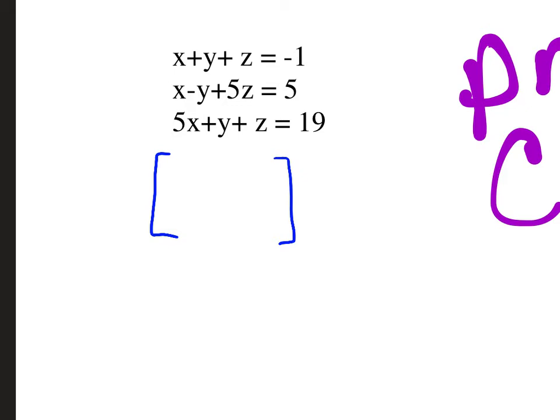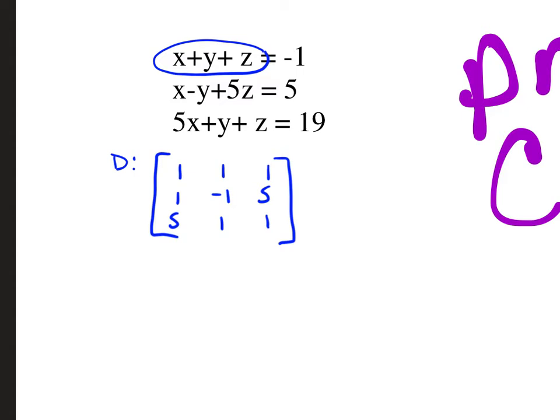So what's our first row? Our coefficients of our first equation: 1, 1, 1. What's our second row? 1, negative 1, 5. And our third row? 5, 1, 1. So we're just finding the determinant of our coefficients now.